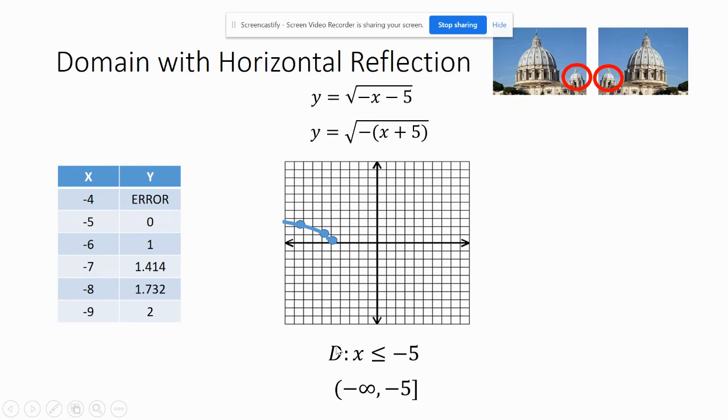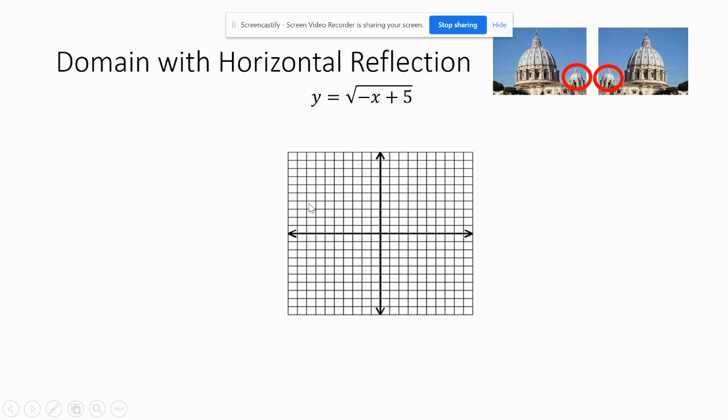These with the negative on the inside will be from negative infinity, right? Because they're reflected. Same thing here.